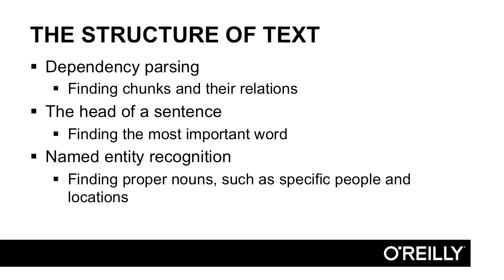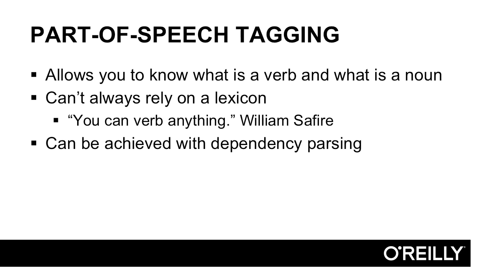specific people and locations. So one important part of this is part of speech tagging, and it tells you what type of word in the sentence each word is. So it allows you to know what a noun is and what is a verb. You can't always rely on a lexicon for this. You might think, okay, run will always be a verb, hat will always be a noun, and to some degree that's true, but words can take on surprising roles. So in this case, you have the famous sentence, "You can verb anything," by William Safire.